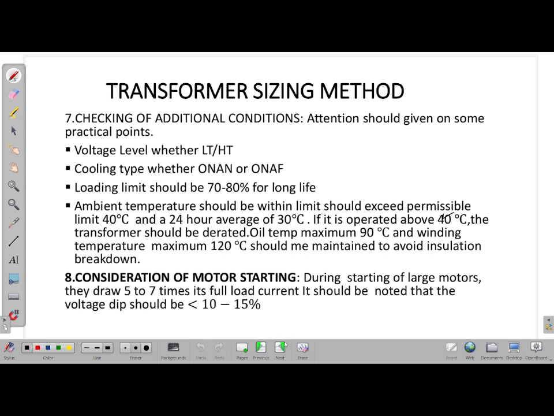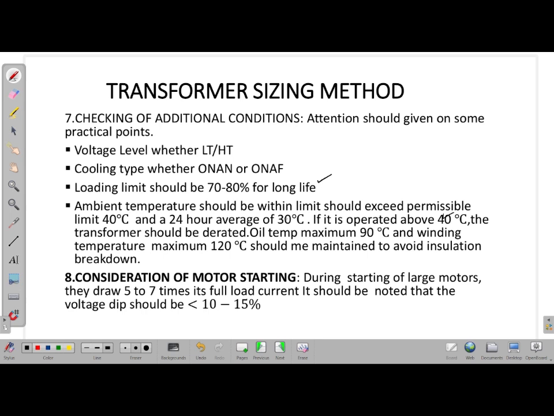Then after that, we have to check some additional conditions. That is at what voltage level the transformer is, LT or HT voltage level. And cooling type, whether it is ONAN or ONAF, it is sufficient according to the rating of the transformer. You have to take the design factor. Loading limit should be 70 to 80% for long life. If the transformer is loaded 70 to 80% of the normal rated load, then its life will be long.